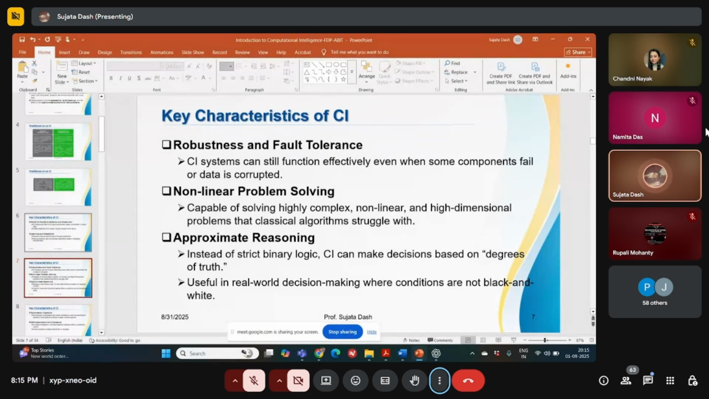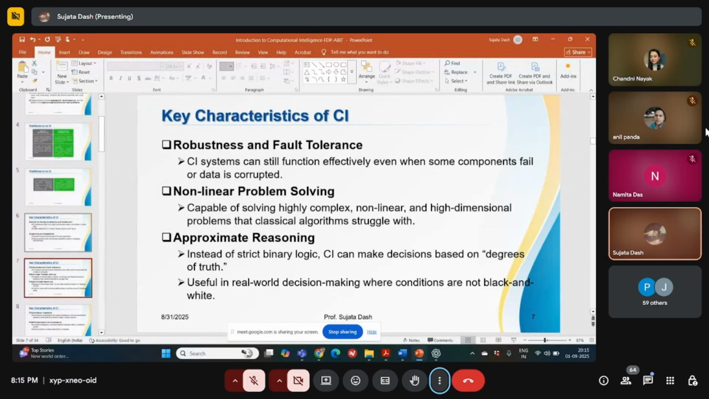But CI techniques like evolutionary algorithms, swarm intelligence, and deep neural networks excel at handling this type of complex, high dimensional problem. So in a nutshell, I can say CI is like a problem solver that can handle messy real world systems better than traditional math based models.